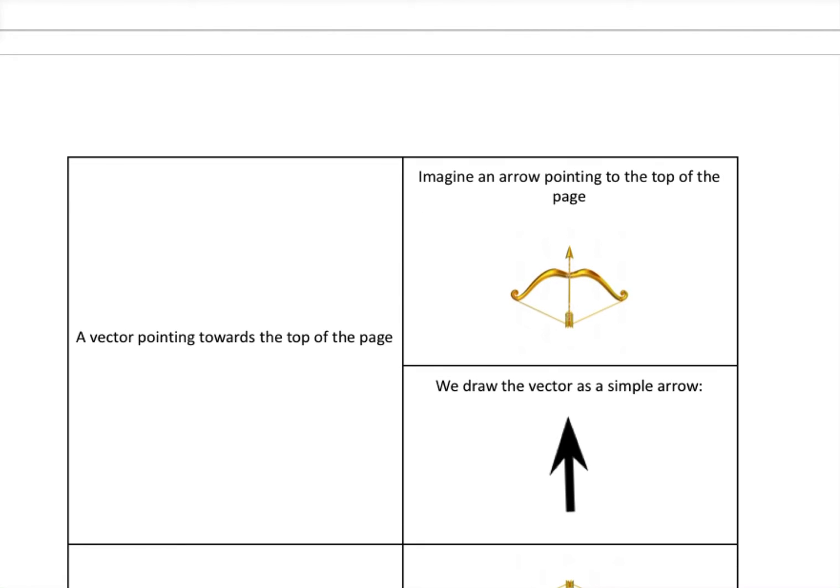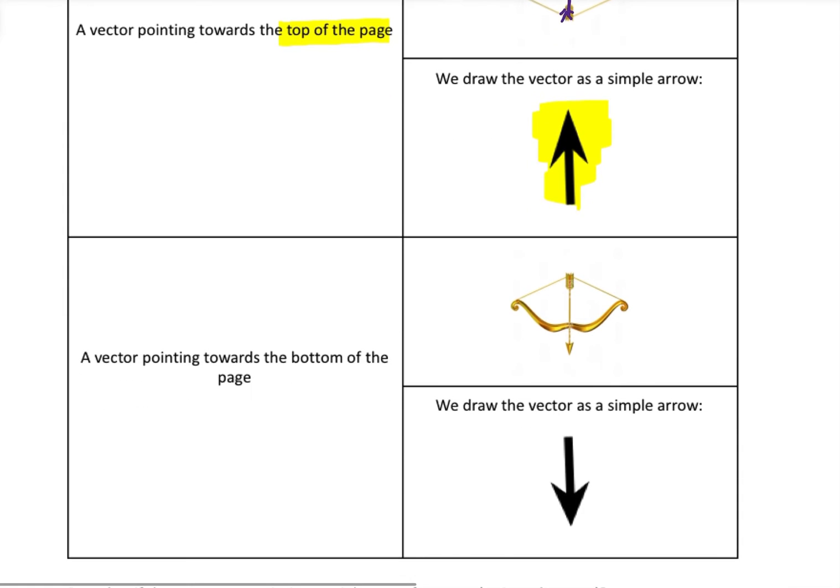Cruising right along, another easy one. If we talked about a vector pointing towards the top of the page, sometimes we call that up. And literally, we're just going to draw an arrow that's pointing up because our archery arrow is what it kind of looks like. Last easy one, if it was pointing down or to the bottom of the page, we would just draw an arrow pointing down. Our archery arrow is now this way.